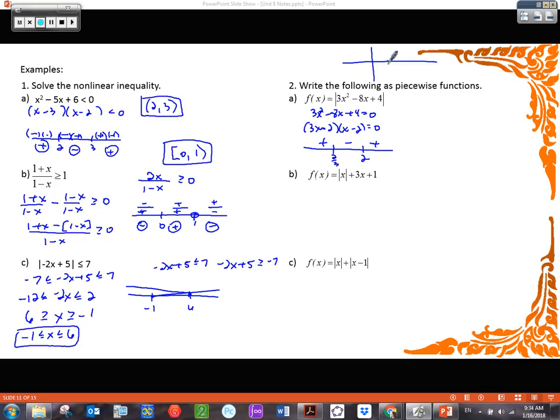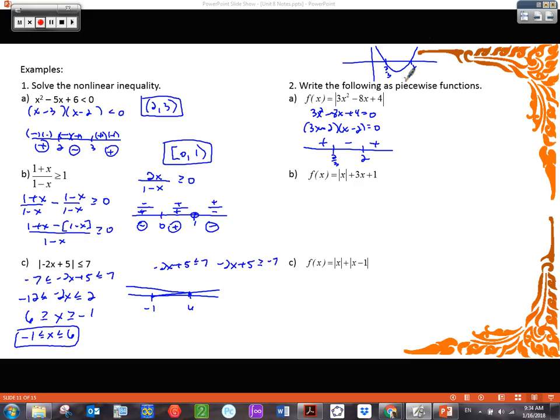Let's consider what's going on with the graph. Just the regular 3x squared minus 8x plus 4. What's going on with that graph? It looks like this. The far left and far right portions are above the x-axis, so they're fine and good to go, right? Absolute value means the y is positive. They're good to go. But what about this middle section?